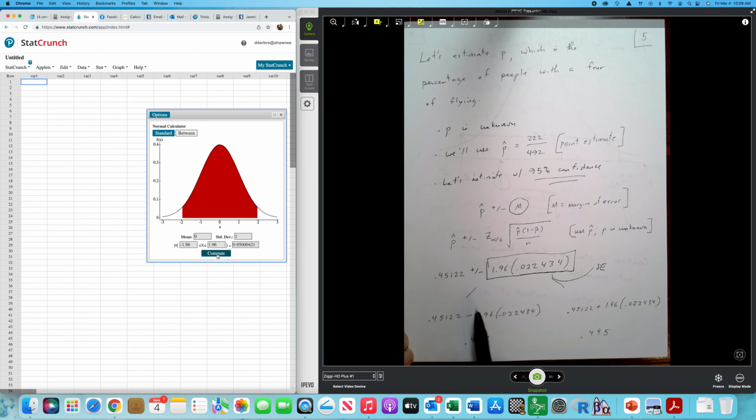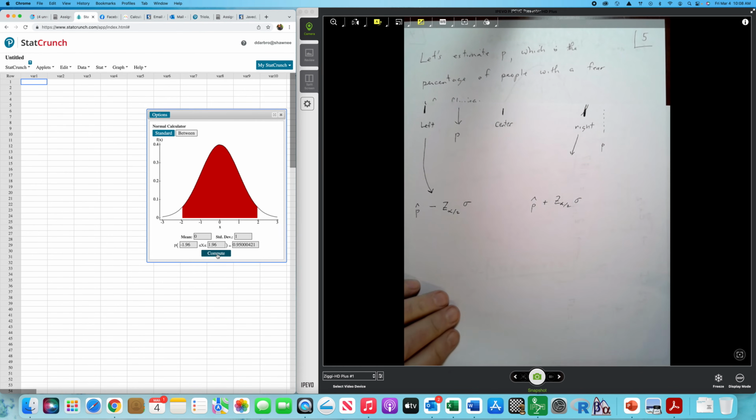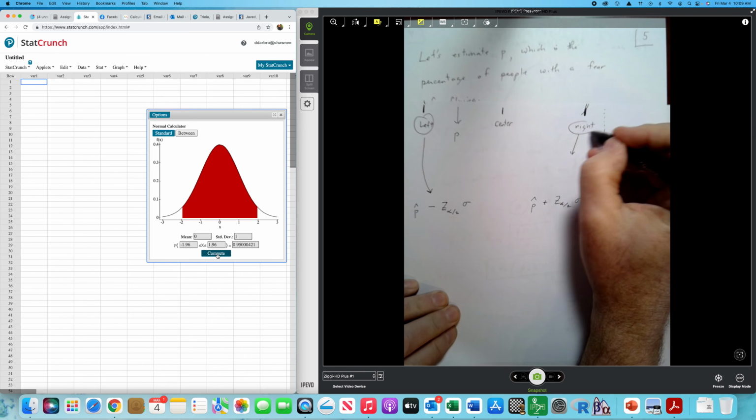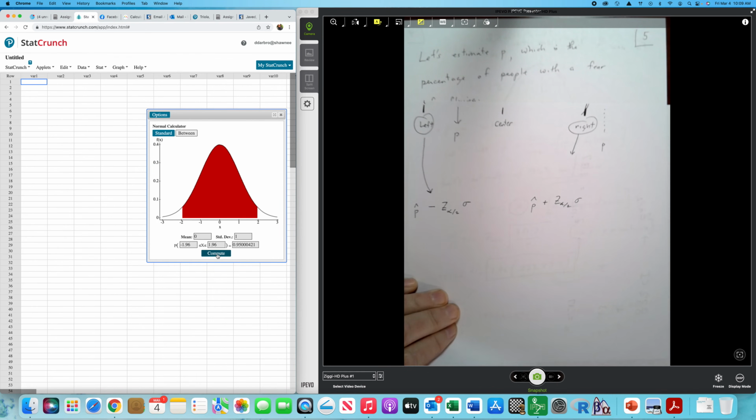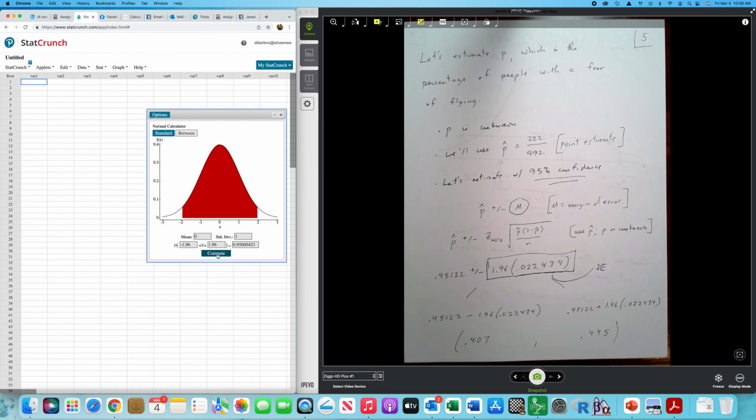So I've done the calculations because I have the plus and the minus. I have to do two operations. I have to do the point estimate minus the margin of error, and I have to do the point estimate plus the margin of error. So I get two answers. And this answer is the confidence interval. Those are the values that I get right here and right there in the distribution of sample proportions.